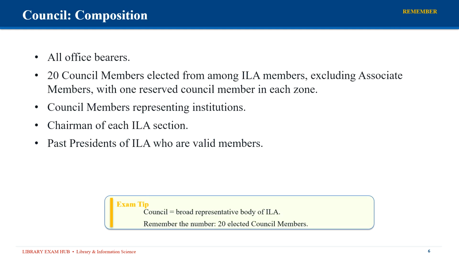Let us now look at the composition of the ILA council. The council includes all office bearers, 20 council members elected from among ILA members, excluding associate members, with one reserved council member each representing institutions, the chairman of each ILA section, and past presidents of ILA who are valid members. This is the composition of the council. Remember this: the council is a broad representative body of ILA, with 20 elected council members.